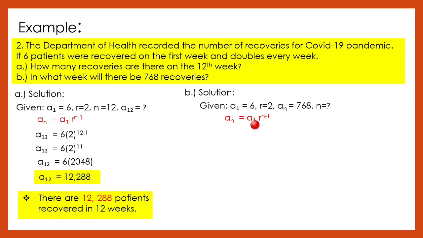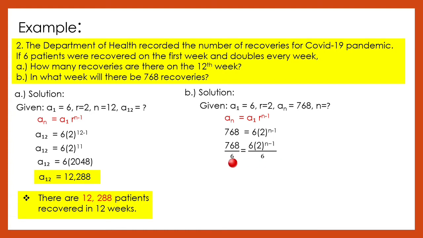Substitute the given to the formula. Ang a sub n natin is 768. Ang a sub 1 natin is 6. And then, ang common ratio natin is 2. Ang n natin is missing. So, we have n minus 1 pa rin. And then, i-divide natin both sides by 6 para ma-eliminate yung 6 dito. So, we have 768 divided by 6 equals 6 times 2 raised to n minus 1 all over 6.